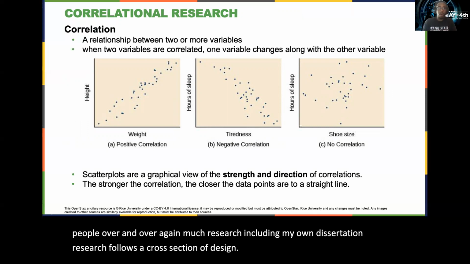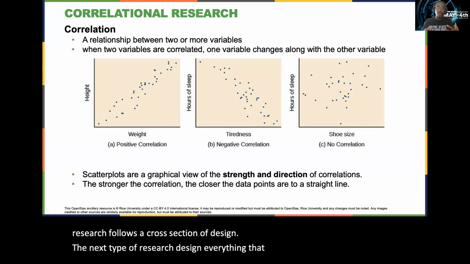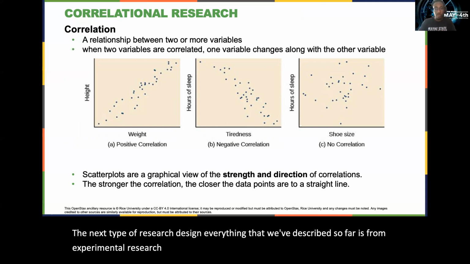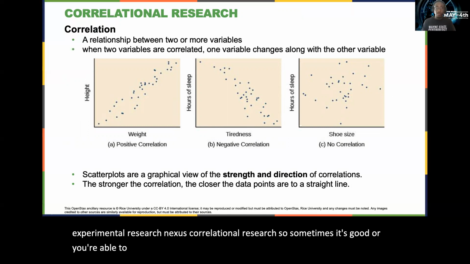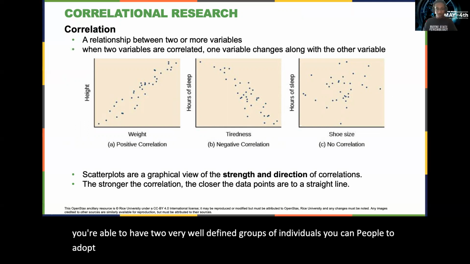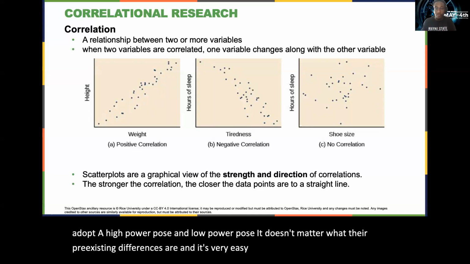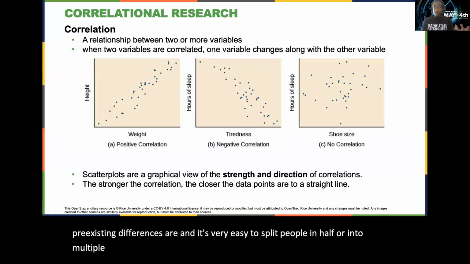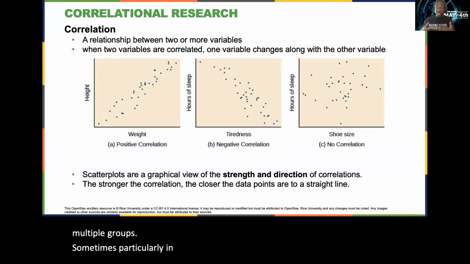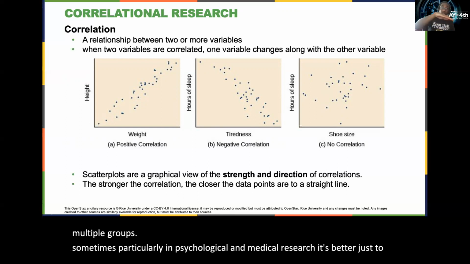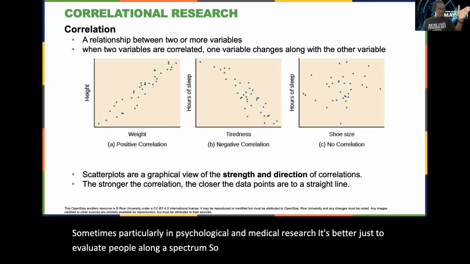The next type of research design: everything that we've described so far is from experimental research. Next is correlational research. Sometimes you're able to have two very well-defined groups of individuals, for example people adopting a high power pose and a low power pose. It doesn't matter what their pre-existing differences are, and it's very easy to split people in half or into multiple groups. Sometimes, particularly in psychological and medical research, it's better just to evaluate people along a spectrum. So to not say low power posing versus high power posing, but just to evaluate everything in between.